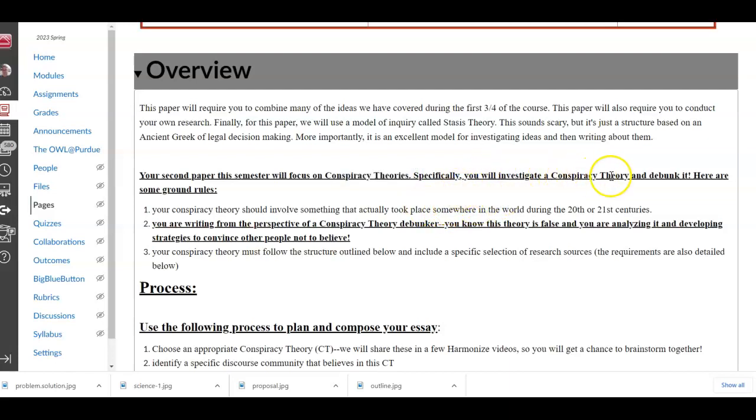Specifically, you're going to investigate a conspiracy theory and debunk it. Let me stress that. You are debunking the conspiracy theory. You are not supporting the conspiracy theory. I had that happen a couple times last semester where people wrote a very passionate defense of their belief that Princess Diana had been murdered by the royal family. And that's not the point of this paper. The point is that we are debunking.